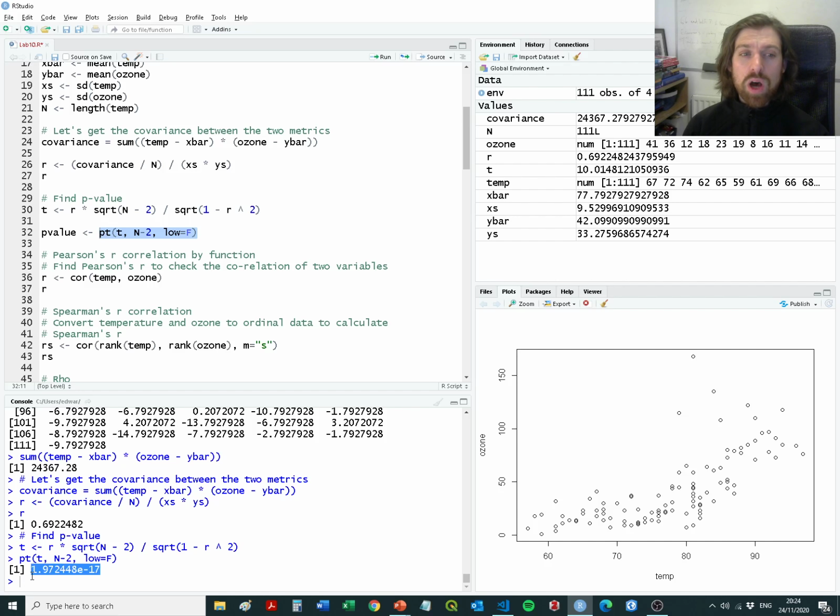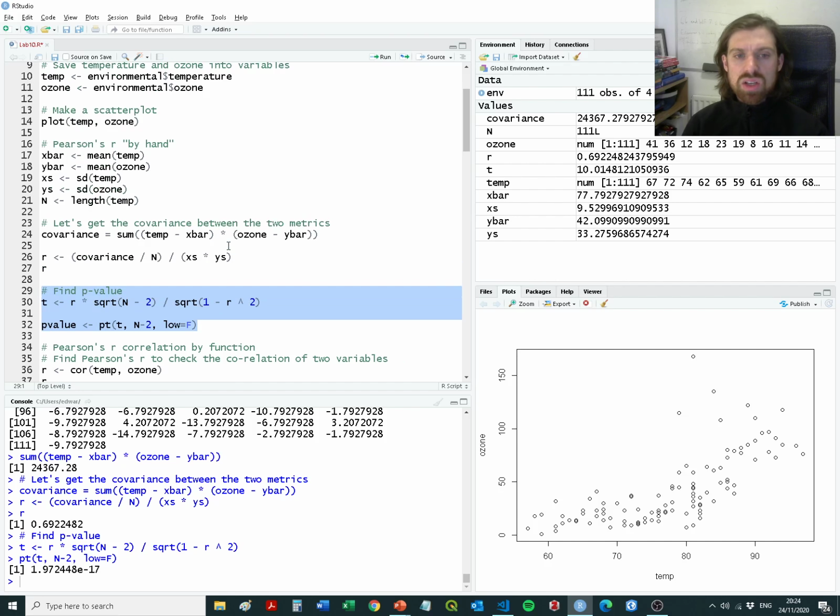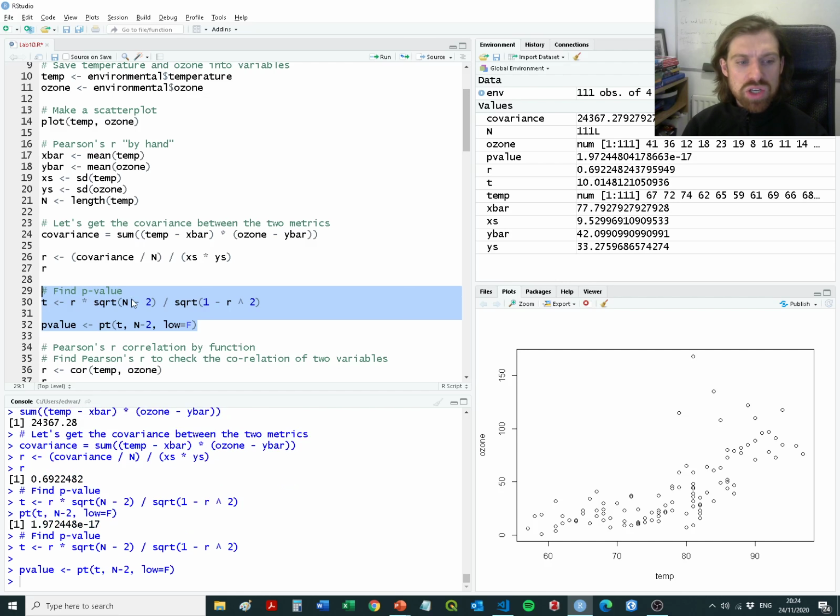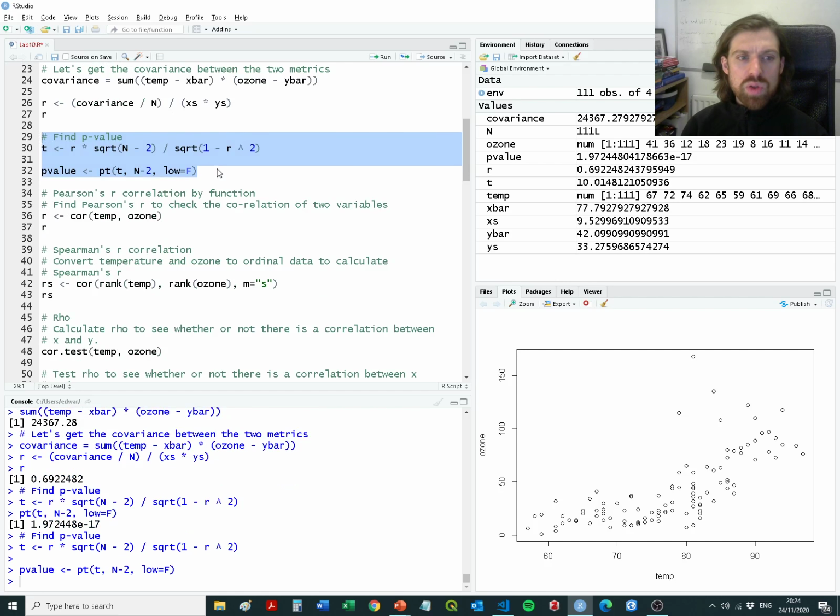So it's far below the 0.05 significance level, which we generally look for, for us to be 95% certain that the conclusion that we reach hasn't just occurred at random, by chance. So it's really quite a small p-value that's suggesting that there is a strong correlation between these two metrics. So that's one way that you can get the p-value.